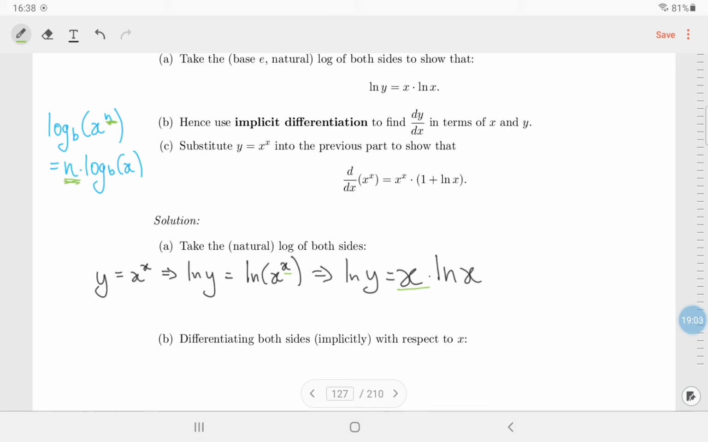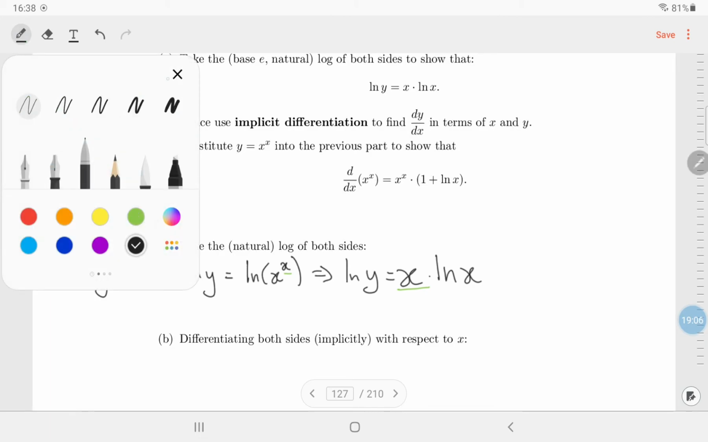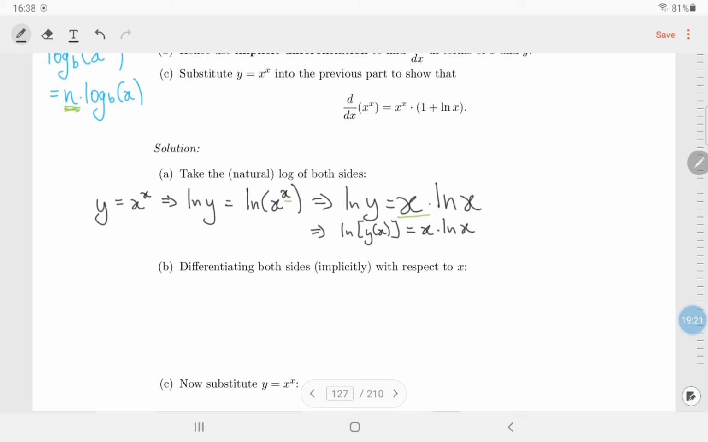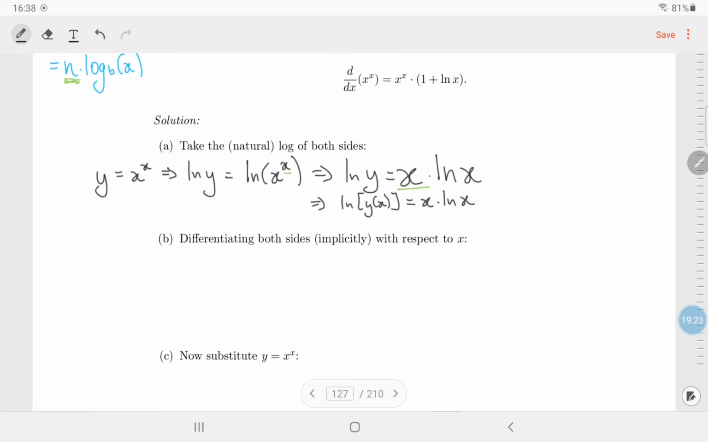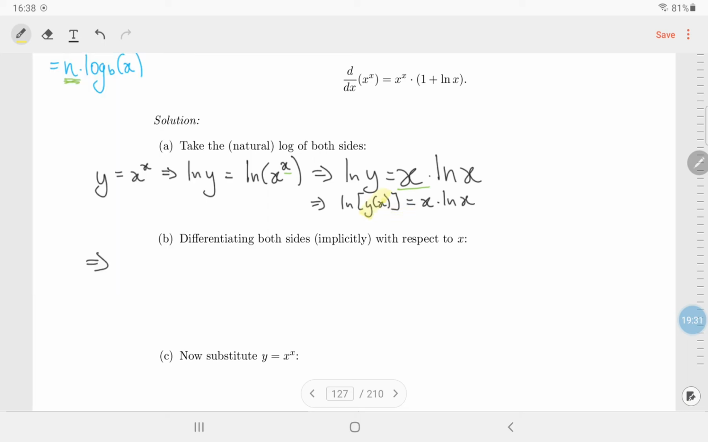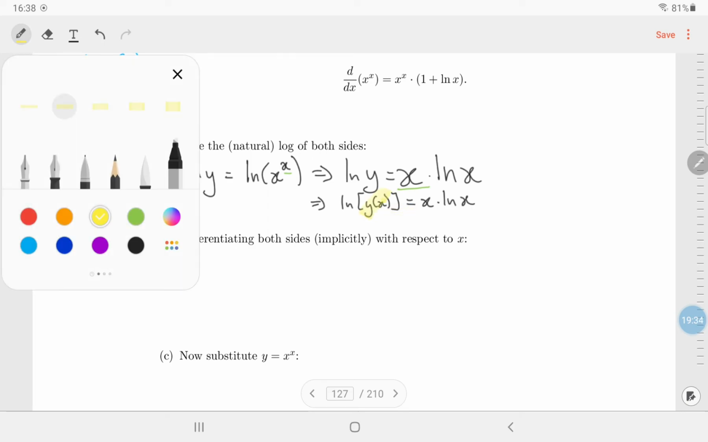And now we're going to use implicit differentiation. Now I'm just going to write the log of y as log of y of x to help me see the chain rule. So we're going to differentiate both sides with respect to x. Differentiating the left-hand side, we have a chain rule, because it's not log of x, it's log of a function of x. So you have to use the chain rule here.